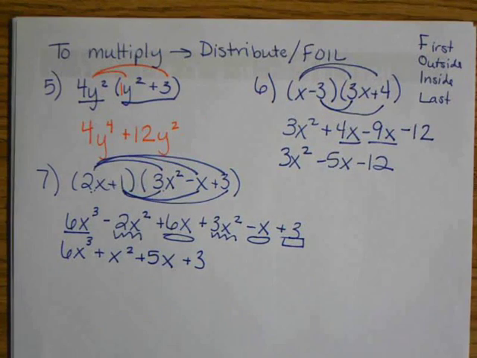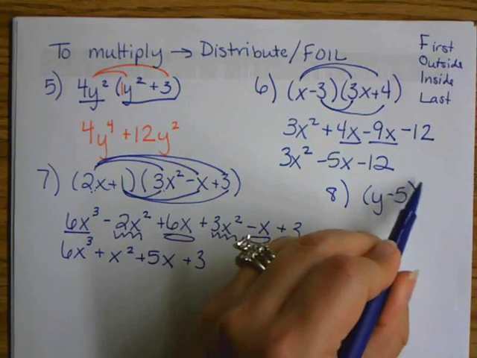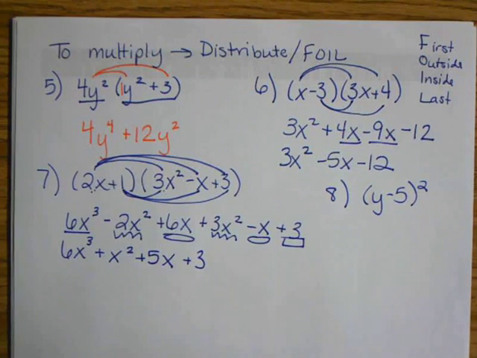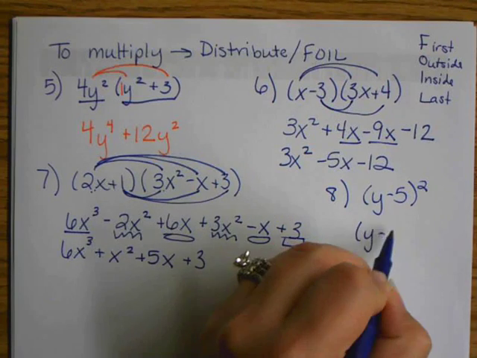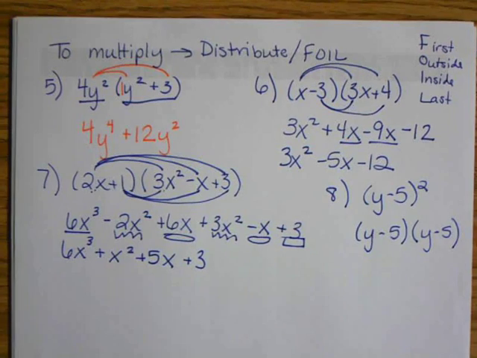Okay, take a moment, pause that if you need to. Make sure you get that copied down. The one that I would like you to try is y minus 5 squared. And remember, anytime you're squaring something, you need to write it out times itself twice. So go ahead and do that, and that's one of the problems that I will check.